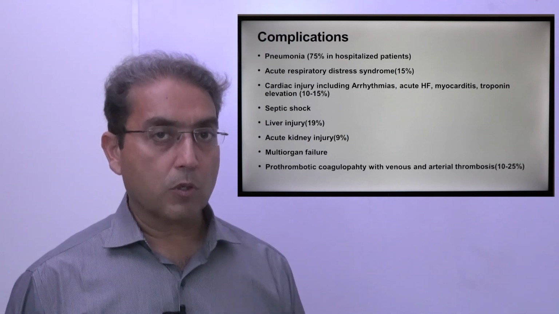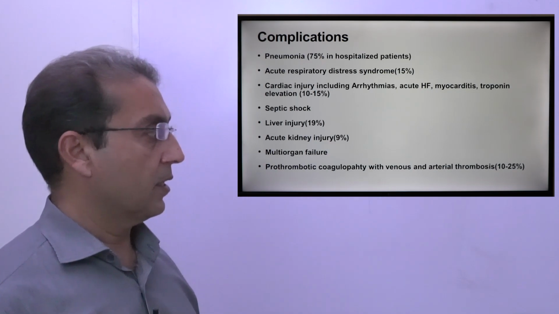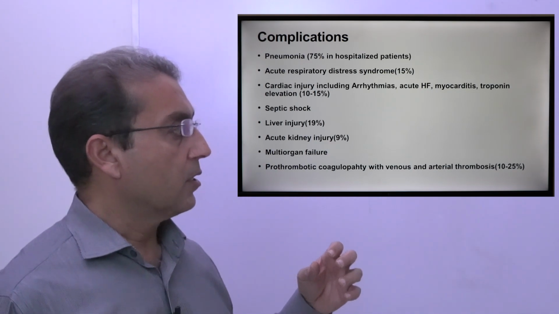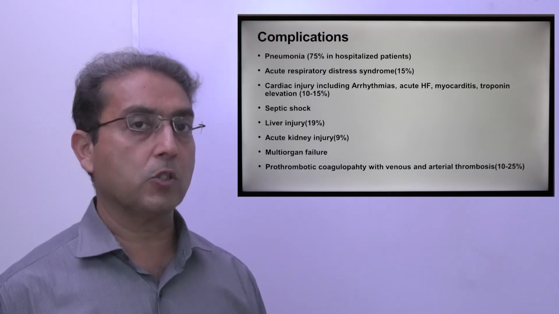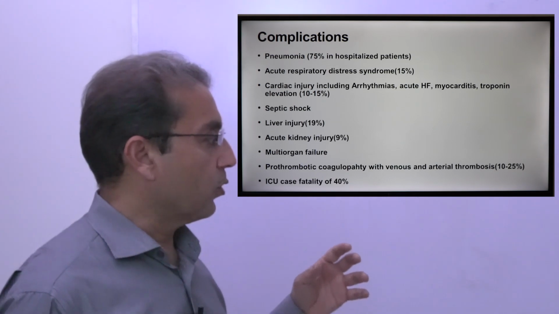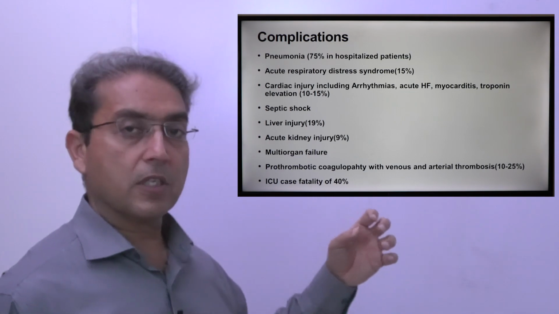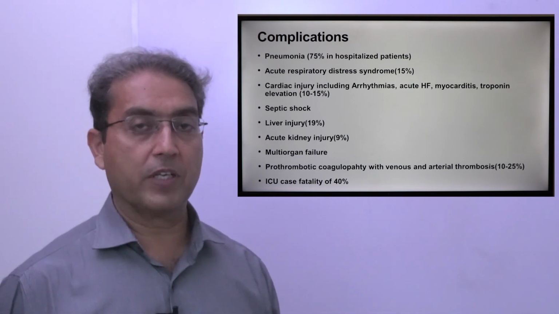There may be prothrombotic coagulopathy. There may be venous and arterial thrombosis in 10 to 25% of the patients. And you see, the patients who are in the ICU, the case fatality is almost 40%. So these are the different complications of COVID disease.